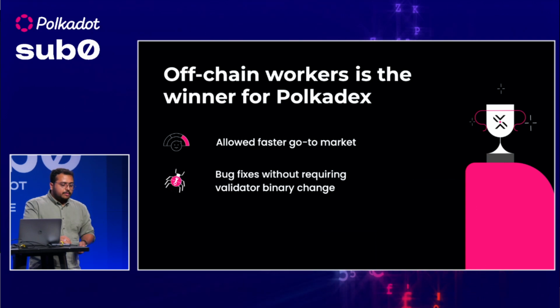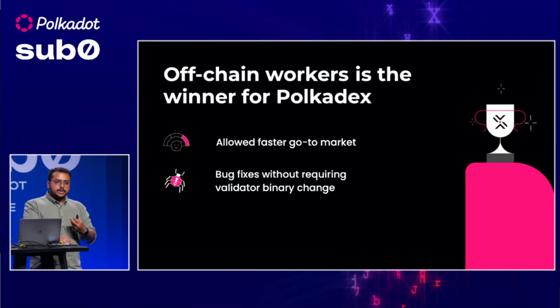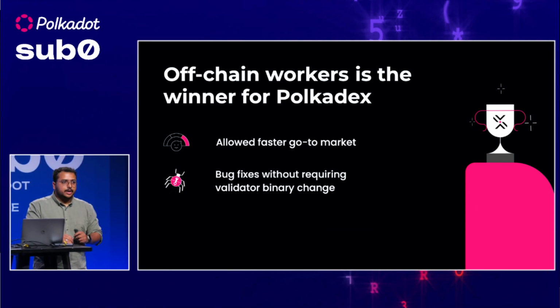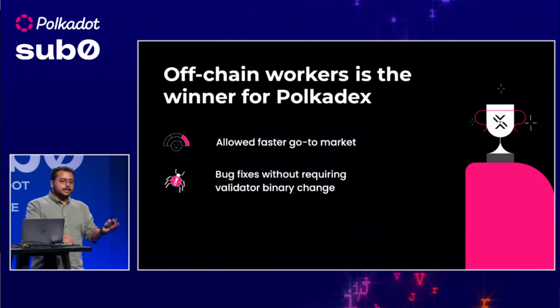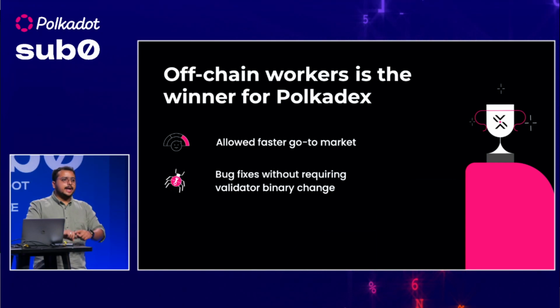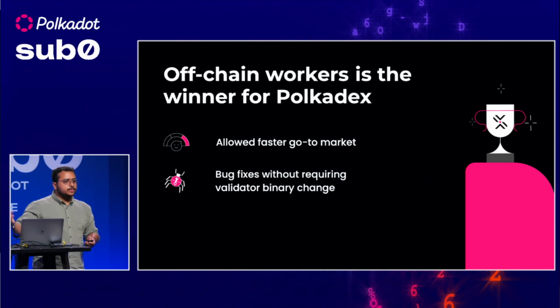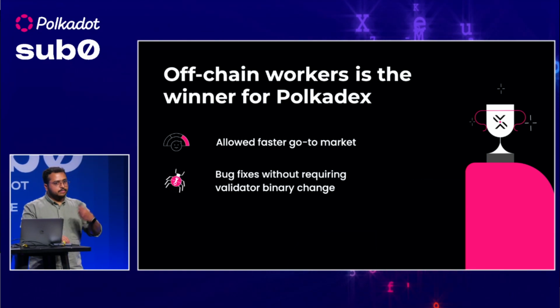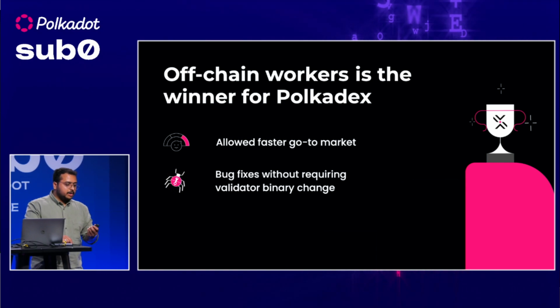And the off-chain worker was the winner for us, because it allowed us to go to market faster. And in fact, like I said earlier, whenever we found a bug, we can quickly do a runtime upgrade and make sure that everyone is upgraded, instead of waiting for 3 to 4 weeks for validators to upgrade the binary and then have that bug fixed.